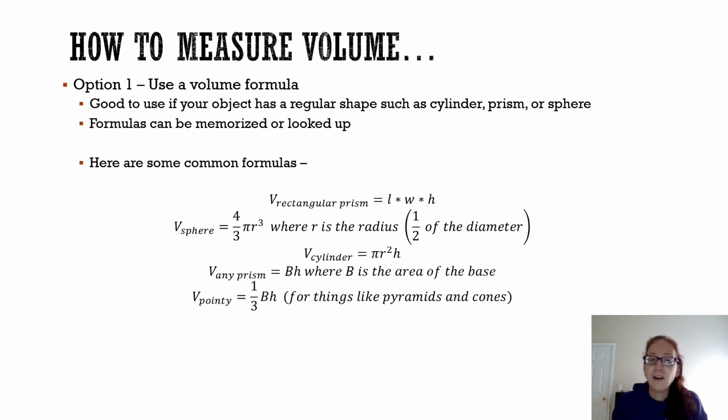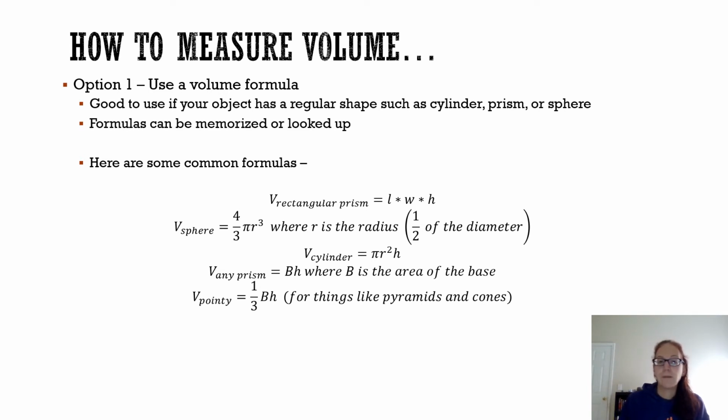A sphere is 4/3 pi r cubed, and r cubed means to raise the r to the third power, or multiply it in 3 times, for those of you who have not yet studied cubing things. R is the radius, and the radius is half of the diameter.